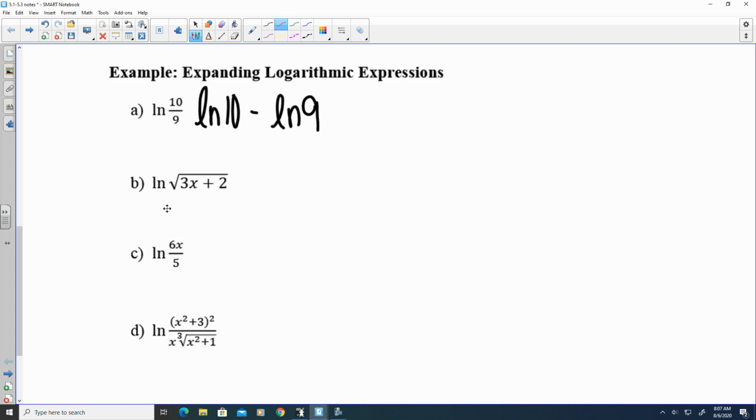Letter B, I'm going to first rewrite this. Instead of the square root, we're going to put that as a 1/2 exponent, because one of our properties is that any exponent comes down to the front as a coefficient.